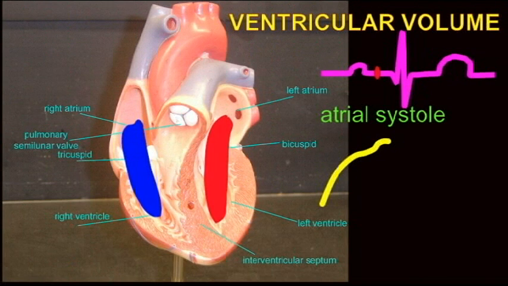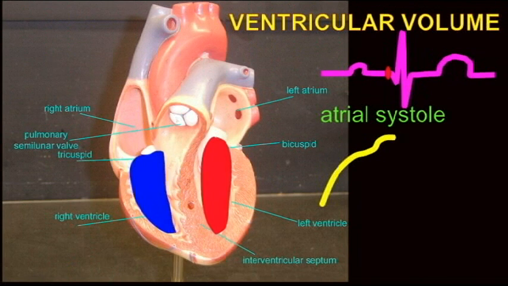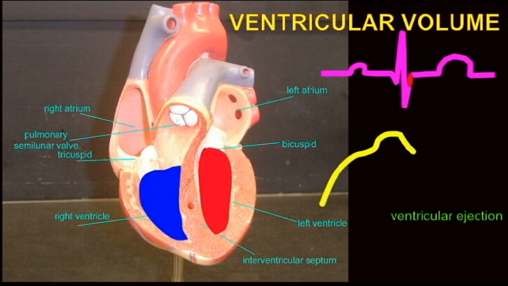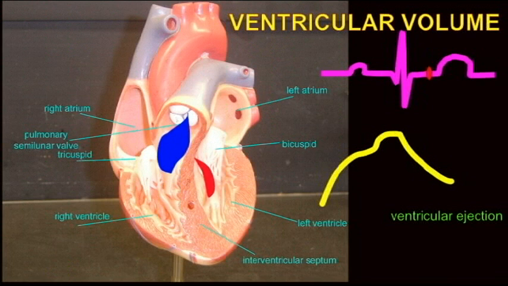This stroke volume, the amount of blood which leaves the ventricles, is about 70 milliliters, and this occurs from when the semilunar valves open at the end of the QRS complex to when the semilunar valves close during the T wave.